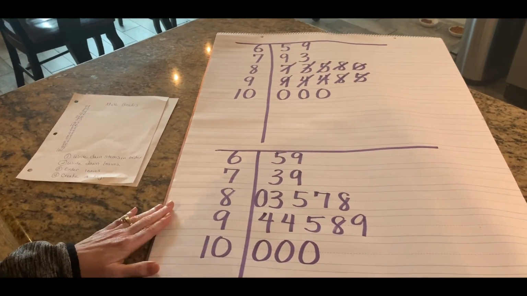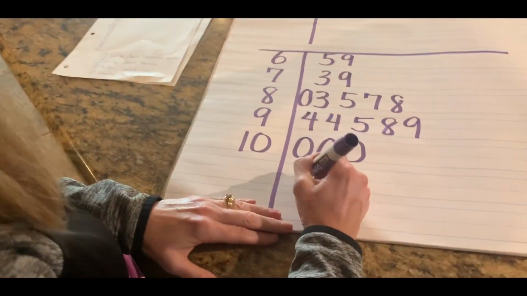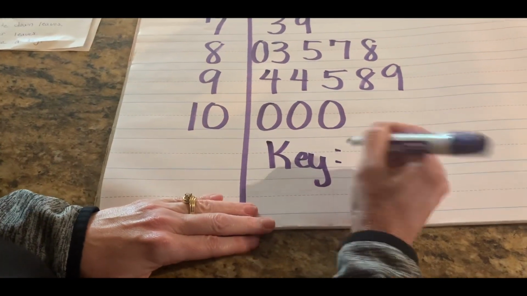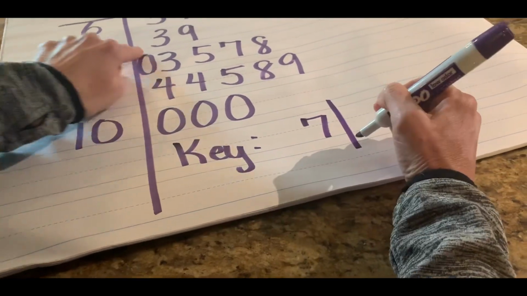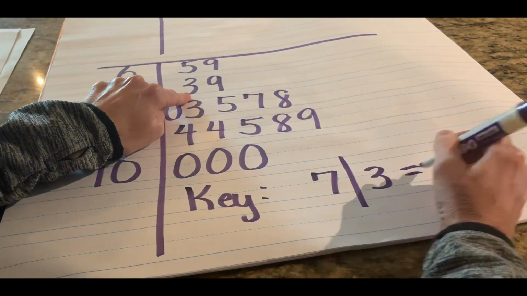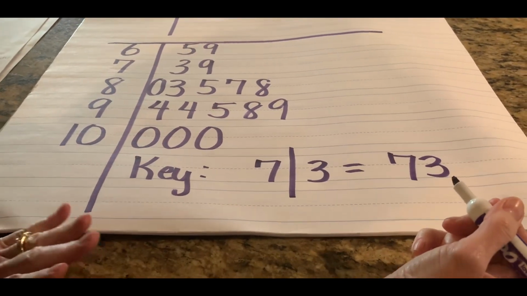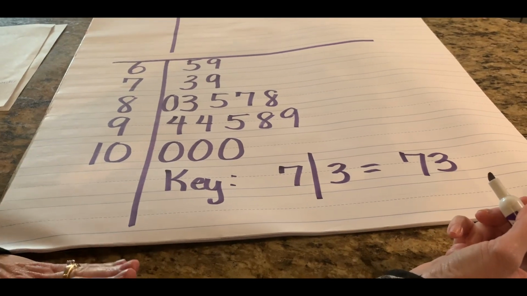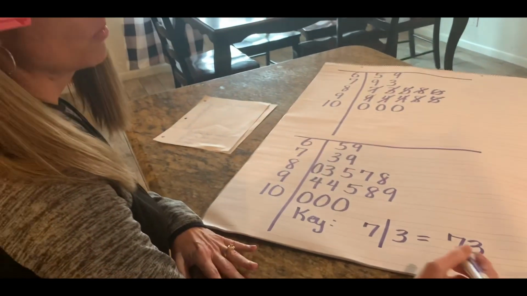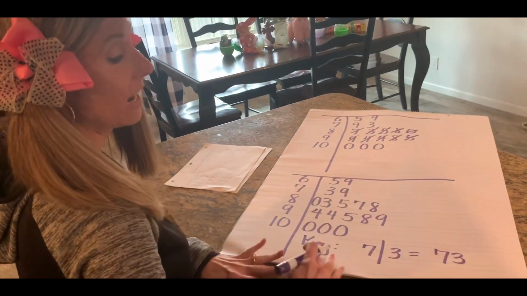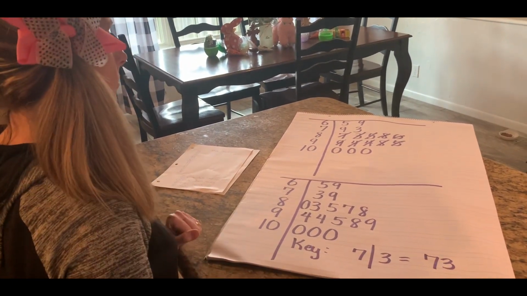The last thing that you need to do is make a key. So down here at the bottom, you're going to write key. And then if I have, for example, 7, and then the line, and then a 3, that is going to equal the grade 73. You always want to include a key so that people will understand what your stem and leaf plot stands for. Sometimes you can have decimal numbers in it. So if I was going to use a decimal number, then that line might represent a decimal. And I would show everybody that I was using decimals by how my key was written down for them.